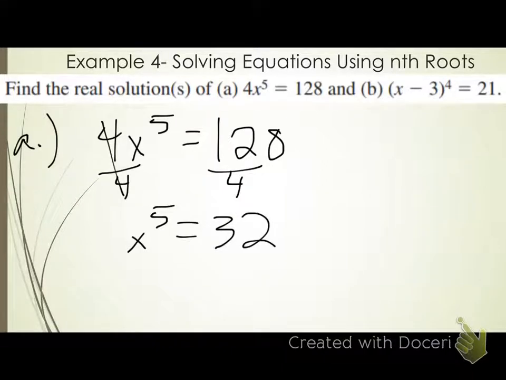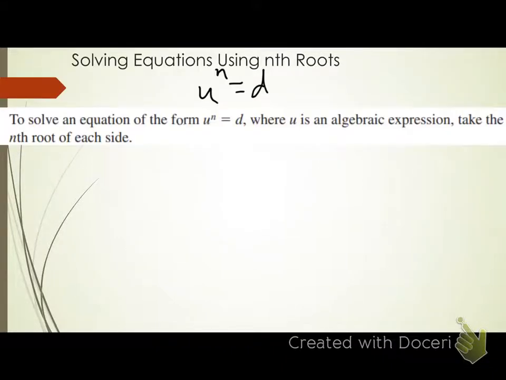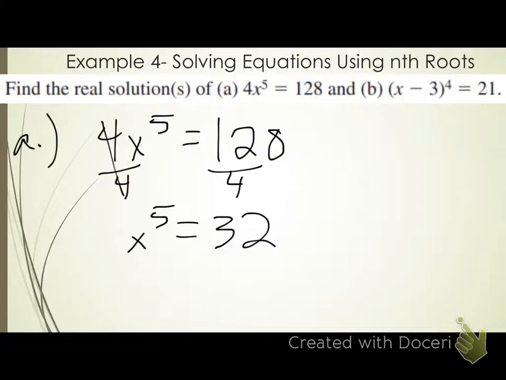32. Okay, now I have x to the 5th equals 32, which looks similar to u to the n power equals d. So what does it tell me to do in the sentence? Take the nth root of each side. What's my n over here? 5. So which root am I taking of both sides? 5th root. When I take the 5th root of something to the 5th power, it gets rid of that exponent. So now I'm left with x. Does everyone see that?